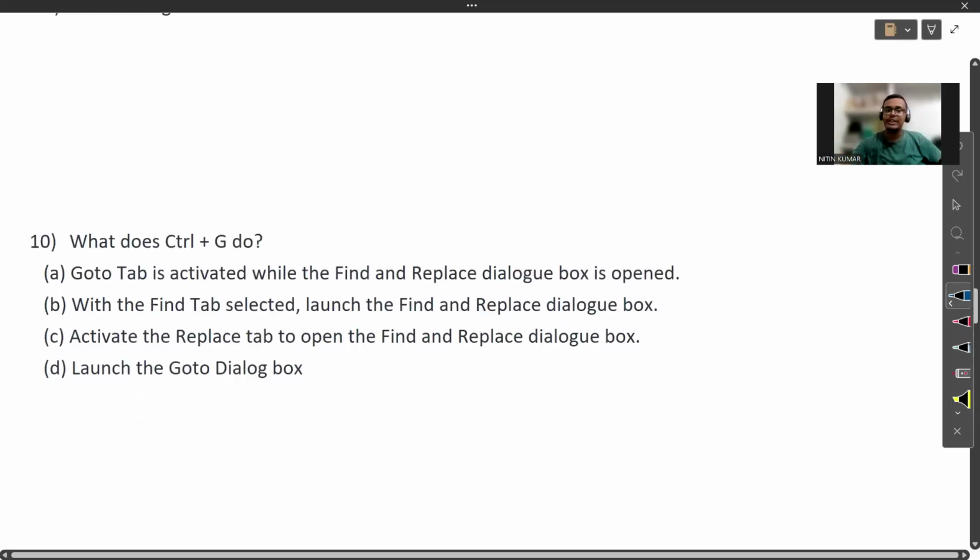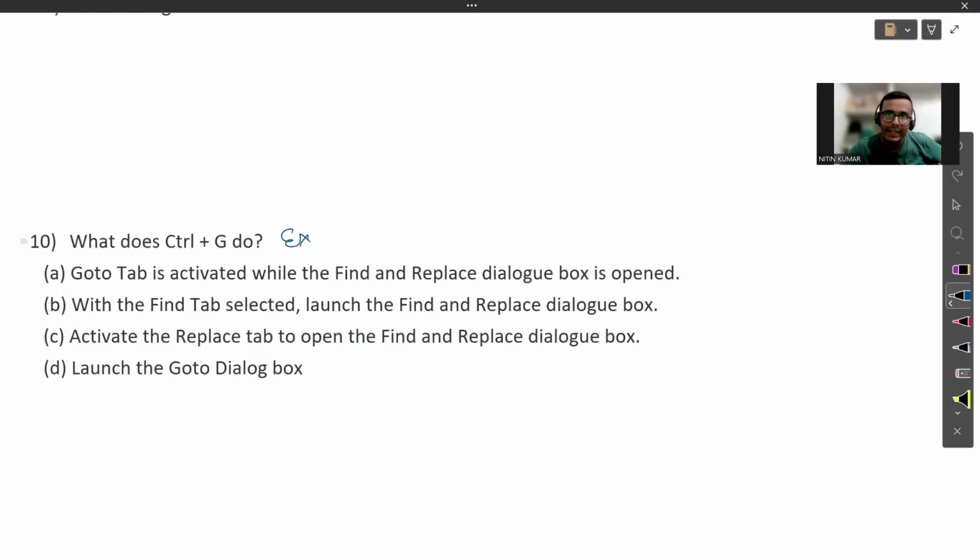Now, Control G in Excel, what will it do in an Excel sheet? In Excel, Control G will help us move to the Go To tab, where we can search for anything. Find and Replace is a dialog box where we can search for something or replace something. All these things you can learn in MS Excel. This functionality is opened by Control plus G. So the correct answer for this will be option A.